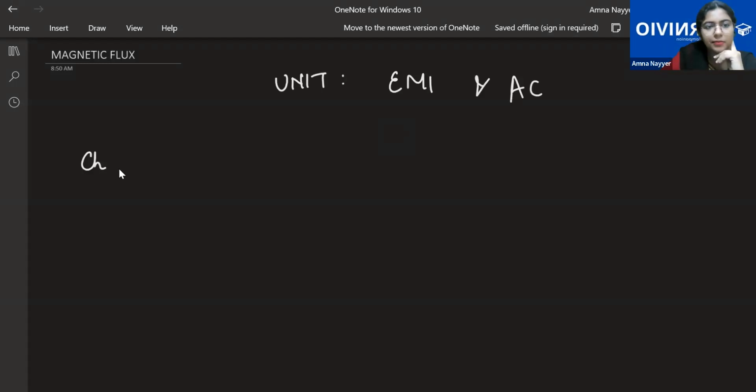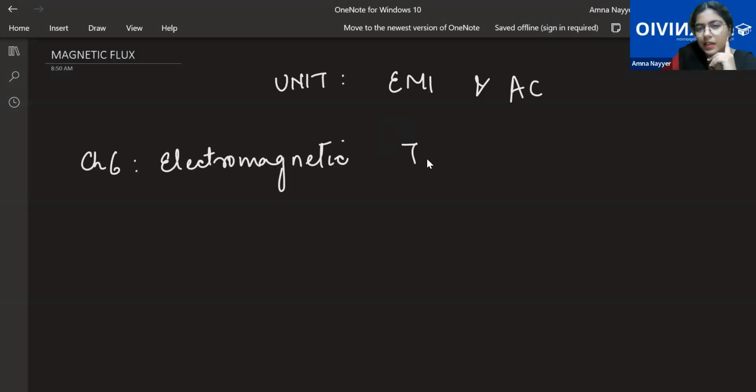The sixth chapter is electromagnetic induction. It's a very easy chapter. Just practice per day class, that will do good. I even told you initially to practice the first four chapters in detail. The rest of the chapters will be short and easy. There are majorly four topics in this chapter. EMI chapter, and chapter 7 is alternating current.